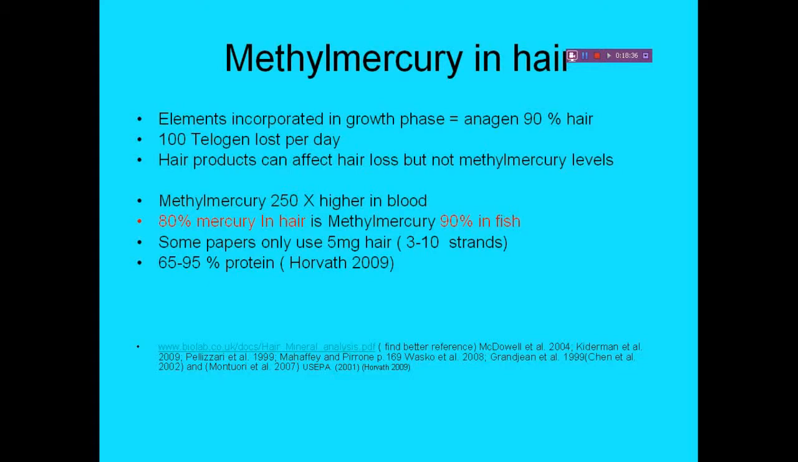results for that week. So then moving on to methylmercury within hair, the elements including methylmercury are incorporated within the growth phase, anagen, within the hair. 90% of the hair is within this phase, around 90,000 hairs. There's around 100,000 hairs on your head. And 100 of those will be in the final phase of life, telogen, which can be pulled out weekly. They don't even have to be pulled out. Essentially, this is why I'm collecting samples from the hairbrush.